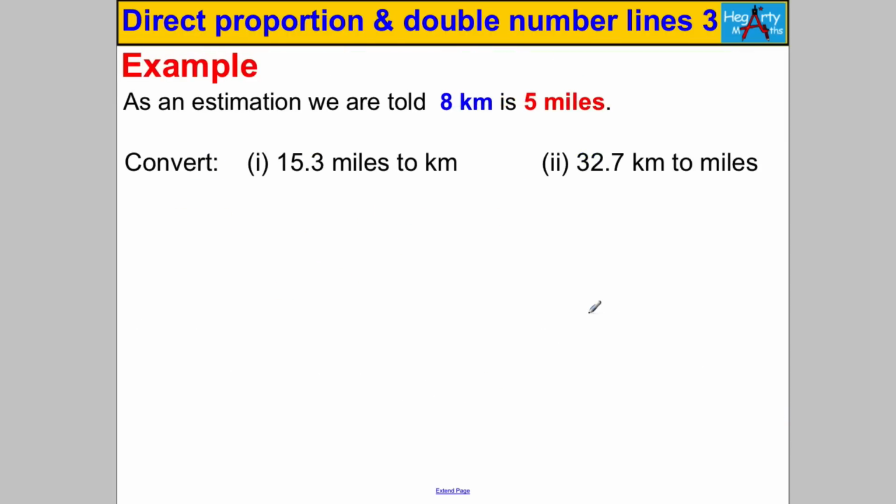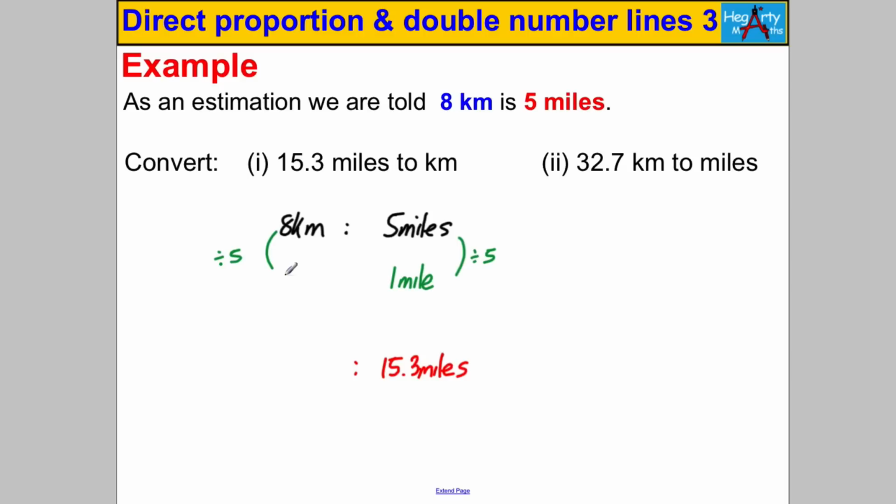Pause the video, have a go at these. Okay, 8 kilometers is 5 miles. So I always write that down. I want to work out 15.3 miles. So I'm going to go over here and I'm going to say, right, I want 15.3 miles, right? And I want to work out how many kilometers that is. It's not obvious how to scale from 5 to 15.3, so I'm going to do an intermediary step. I'm going to first work out what 1 mile is worth. So I'm going to divide both sides by 5. I know how to do that because I did that on the last slide. So that's 1.6 kilometers to 1 mile.